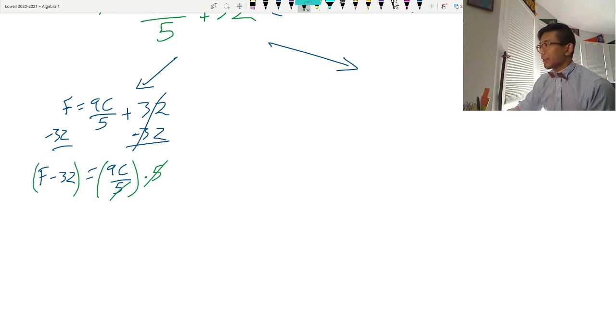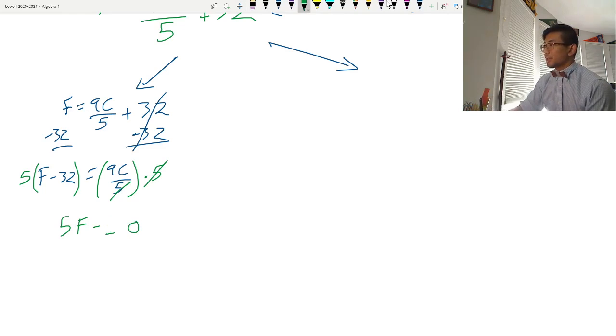On the left side, we're going to multiply by 5 as well. Now we could actually distribute this 5 if we really wanted to, but we don't necessarily have to. But we can, so I'll do that, and I'll get 5F minus, if I did this correctly, this should be 160.